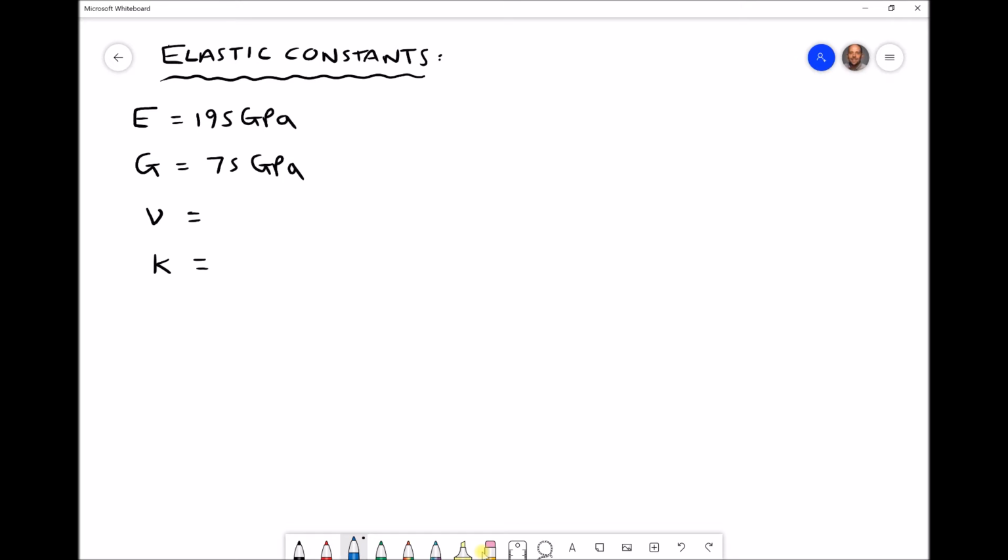modulus of rigidity of 75 gigapascals. Our aim here is to calculate the Poisson's ratio for this material and the bulk modulus. In the previous video, we also mentioned some of the equations that are used to connect these different elastic constants, and one of those was as follows: E equals 2G multiplied by 1 plus the Poisson's ratio.